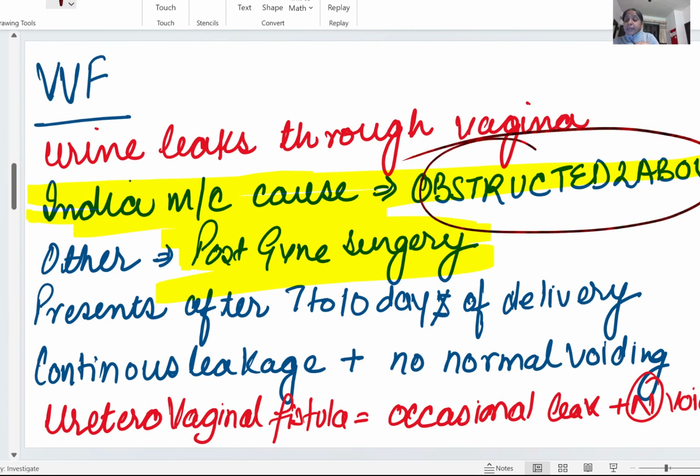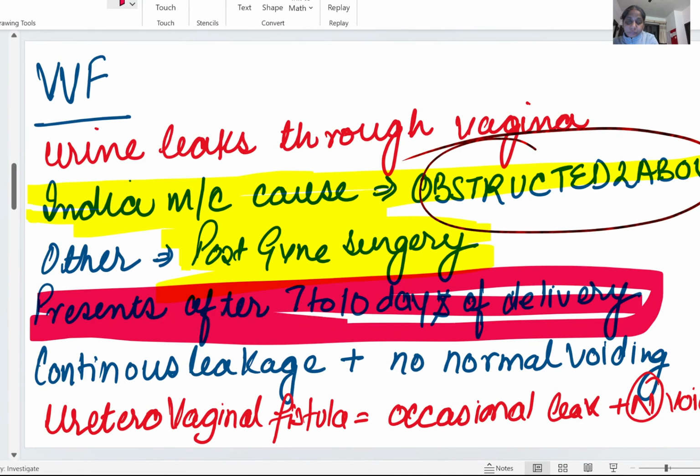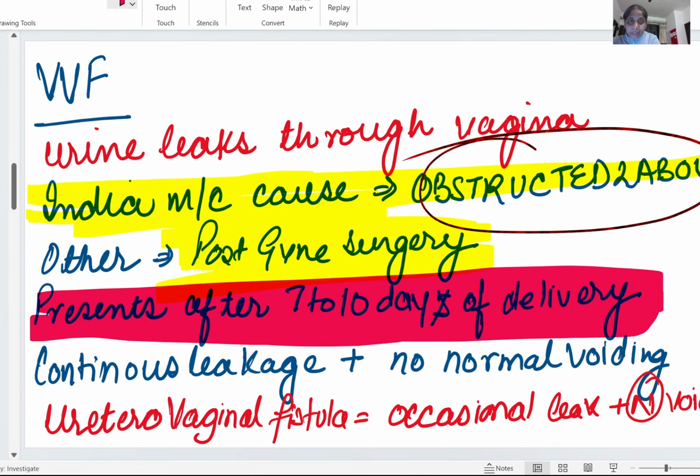Now, when does the patient present? Next important thing: in the last exam, they asked you questions from VVF. This whole slide is very important. When does the patient present? The patient went into obstructed labor. The patient will present 7 to 10 days after the delivery. It cannot be diagnosed earlier.